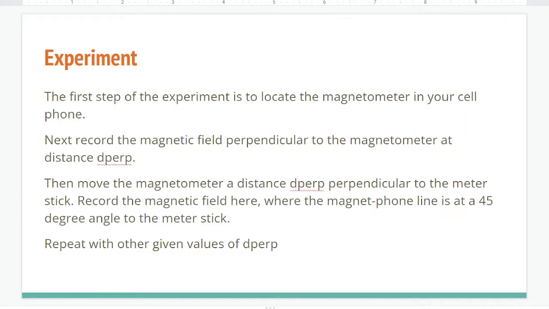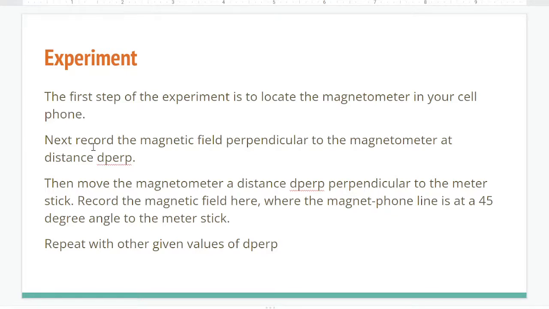So the experiment, the first step is to locate the magnetometer in your phone. That involves some meter sticks and magnets and aligning things. That wasn't really the main focus of the experiment, it was just kind of a setup thing. Once you have done that, however, the first real thing you do is record the magnetic field of that bar magnet perpendicular to the magnetometer in your cell phone at a given distance.